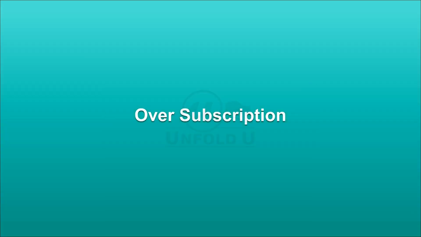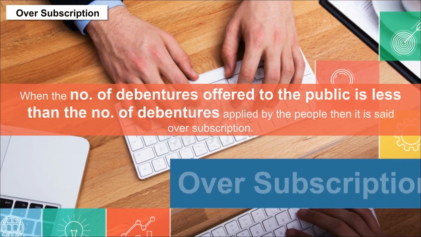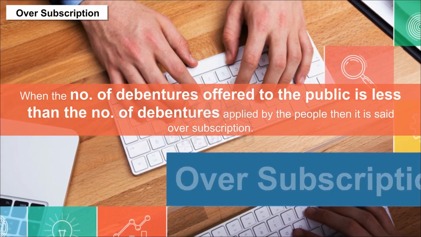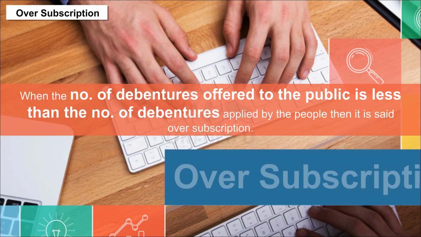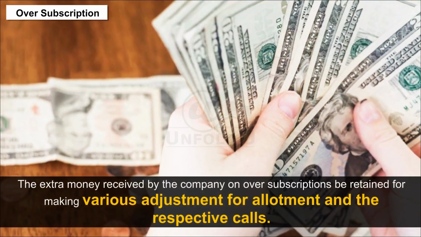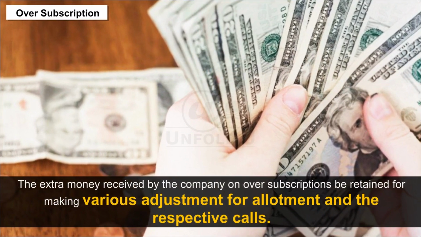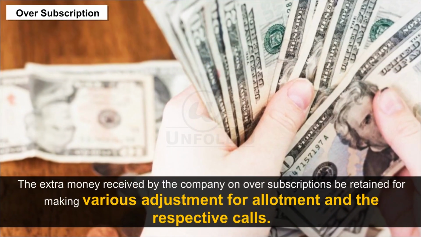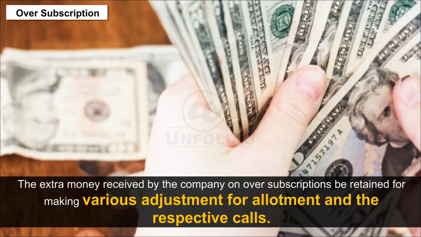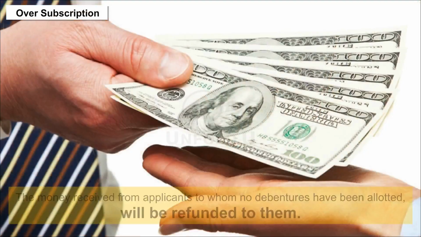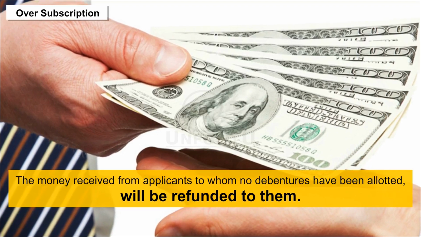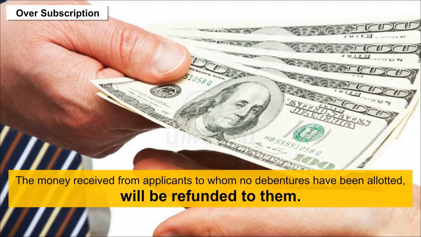Oversubscription. When the number of debentures offered to the public is less than the number of debentures applied for by the people, then it is said to be oversubscription. The extra money received by the company on oversubscription may be retained for making various adjustments for allotment and the respective calls. But the money received from applicants to whom no debentures have been allotted will be refunded to them.